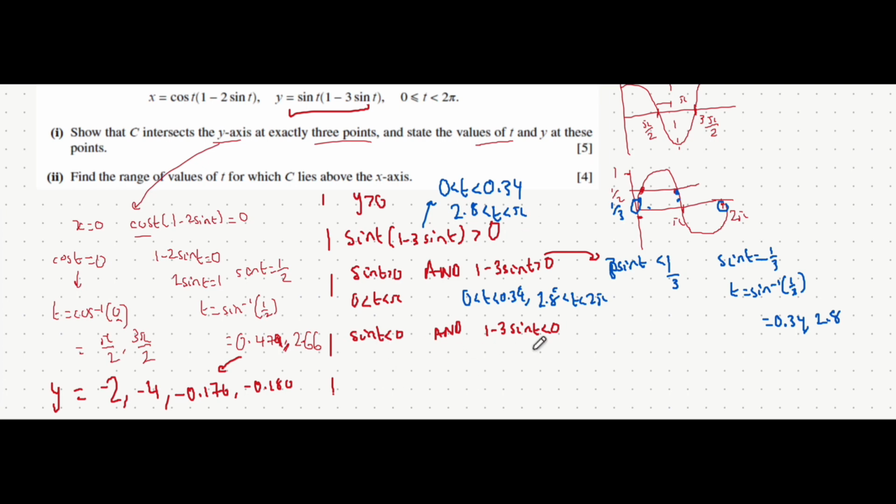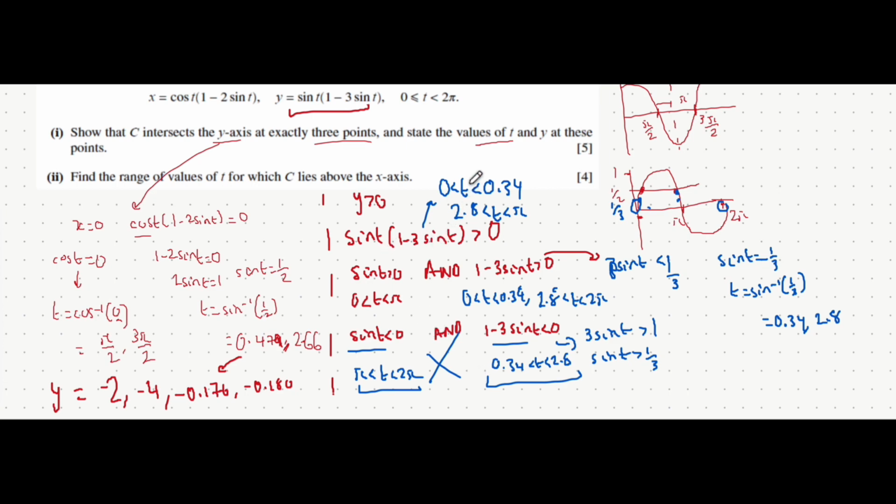Moving on to this part of the question, there's nothing that satisfies both of these at the same time, because sine t is less than 0 in this domain between pi and 2 pi. Whereas this expression here, when you rearrange it, we get 3 sine t is greater than 1, sine t is greater than a third, but sine t is only greater than a third in between 0.34 and this value here, 2.8. So let's write that out, 0.34 and 2.8. There's no overlap between these two inequalities. So it doesn't exist where sine t and this inner bracket are less than 0.